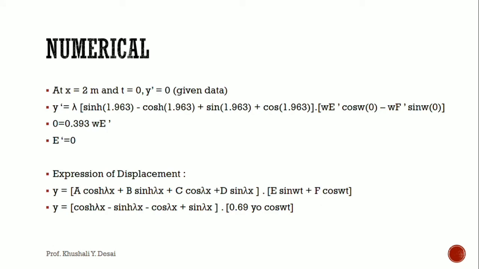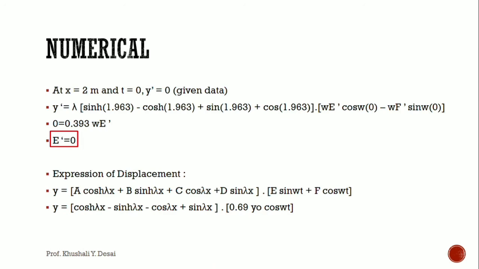Also another condition given was at x equal to 2 and time t equal to 0, y dash is 0. Substituting these values with differentiating the equation once, we'll have the value of E dash as 0. So the final expression of displacement is given as h of x into g of t. Substituting the values of a, b, c and d constants as well as e and f constants, the values can be given as this.